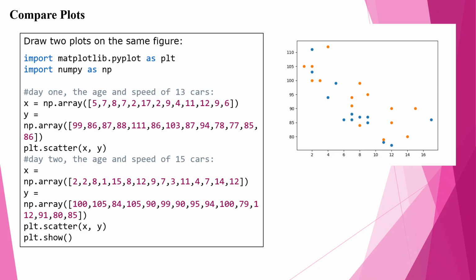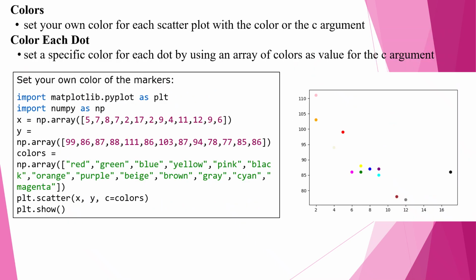Since both plots are drawn before calling plt.show, they appear together in a single figure. This allows easy comparison between two data sets, helping to identify patterns or differences in the data. Colors. This code demonstrates how to assign different colors to each point in a scatter plot using matplotlib.